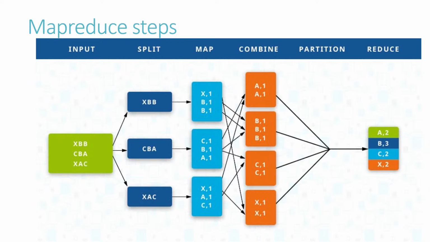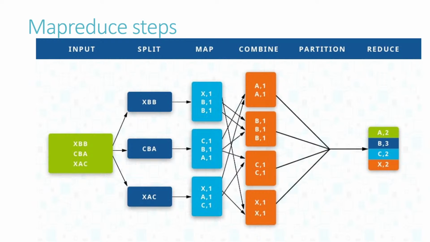Actually, MapReduce is pretty complex, so we can't move on to the next topic yet. Let's look at this input. We have an input of XBB, CBA, XAC. So you see two X's, three B's, two A's, and two C's. When it gets split for multiple processing, it gets into some random order. The first processor has X, B, and B. The next one has C, B, and A. The next one has X, A, and C. Say those are the three nodes that are processing the data.